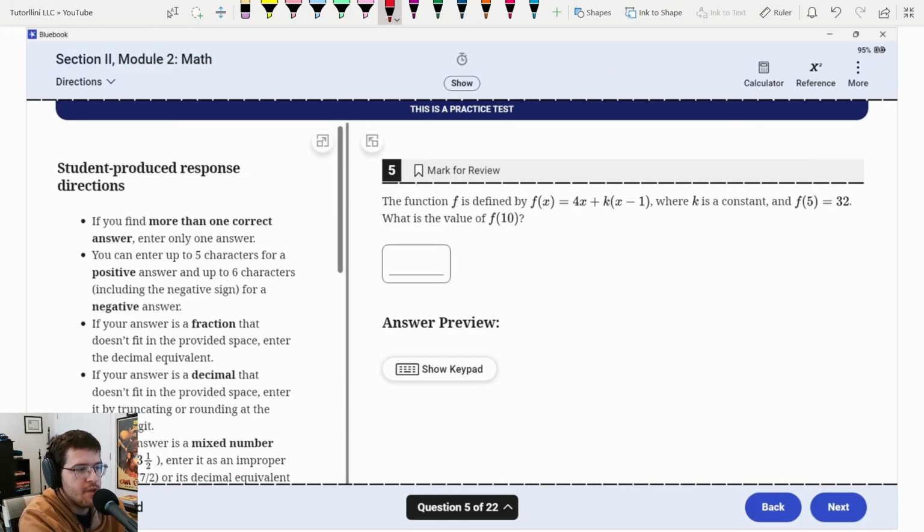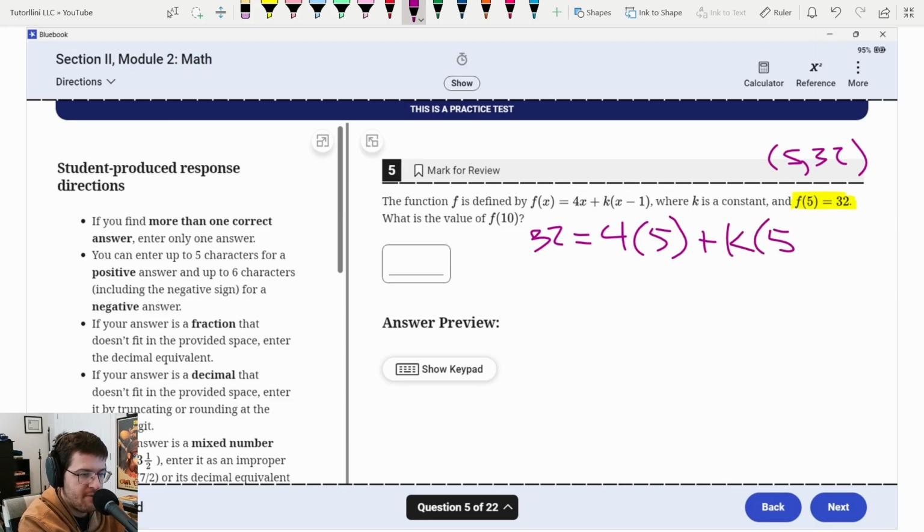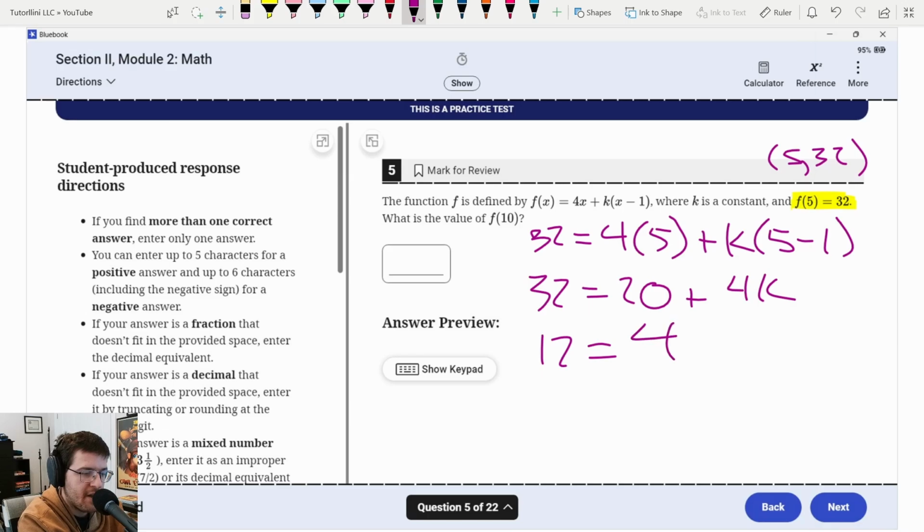Okay, question 5. They give me a point in function notation. Why don't we change it to an ordered pair? The first number is x, second number is y, so I'm going to write it as 5 comma 32. Whenever the SAT gives me an equation and a point, almost always I'm going to plug in that point. So y is 32, so 32 equals 4 times 5 plus k times 5 minus 1. 32 equals 20 plus k times 4, so 4k. Subtract 20 from both sides, I get 12 equals 4k. Now I'm going to divide both sides by 4, and I get 3 equals k.